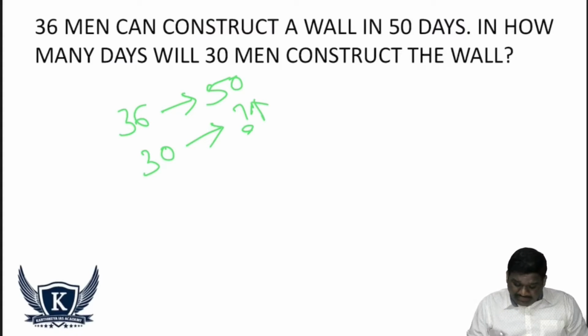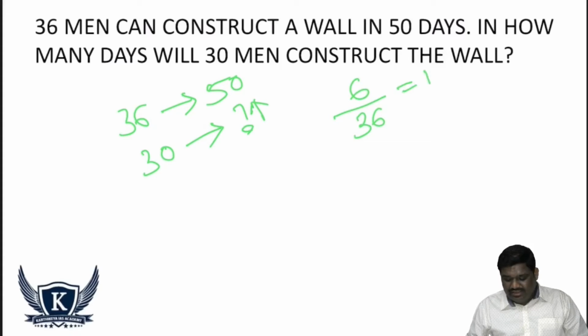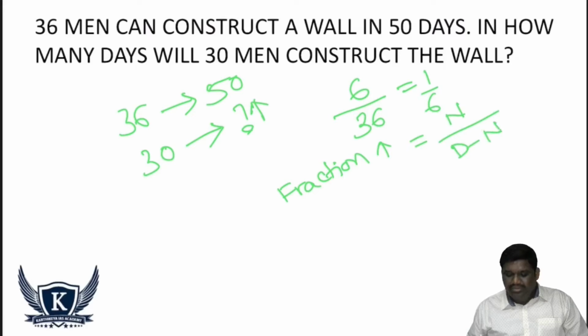So now, on 36, we noticed a decrement of 6, that is nothing but 1 by 6. Now, I need to increase the fraction. The fraction should be increased. That means I have to subtract the numerator from the denominator. So it can be taken as 1 by 6 minus 1, which is nothing but 1 by 5.